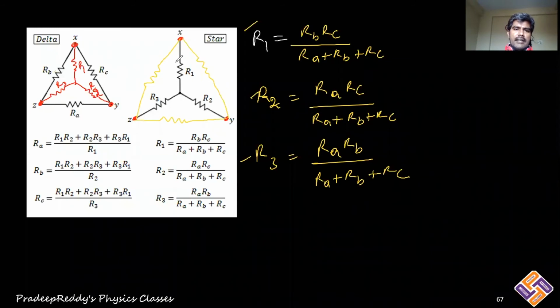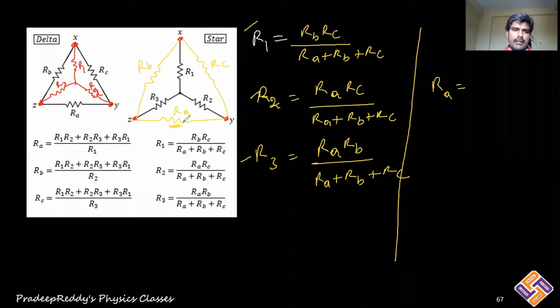Now this is RA, this is RB and this is RC. RA, RB, RC. So as a star is given, you just replace that star with delta by writing these resistors RA, RB and RC. First I want to find out RA. So how will I write RA? RA is equal to, RA is here.